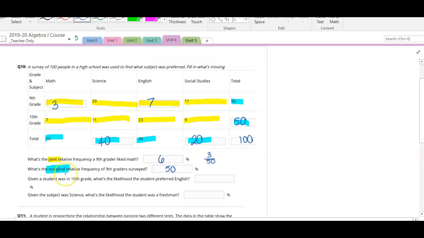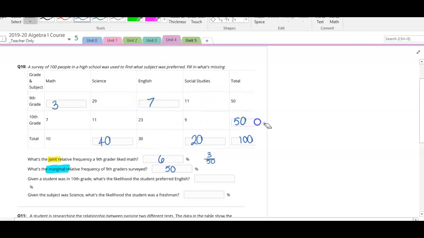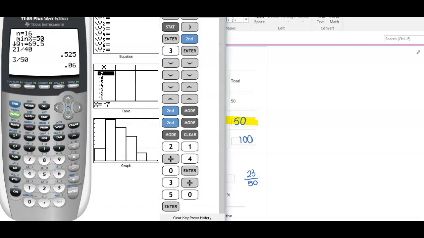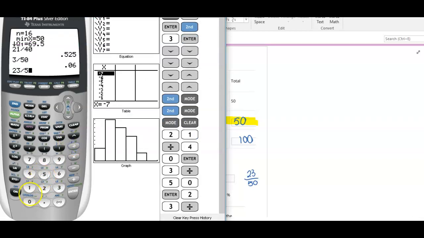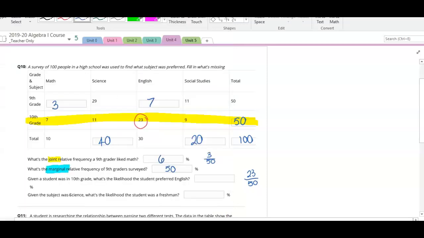Finally, given that a student was in the 10th grade, so let me get rid of some of this highlighting so we can look at this next part. Given that a student was in 10th grade, so I know I'm looking at this row. How many students are in the 10th grade? 50. So I know it's out of 50. What's the likelihood they preferred English? English will be right here. 23 out of 50. When I use my calculator, 23 divided by 50, I get 46%.